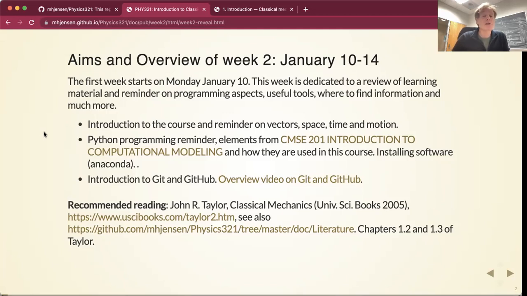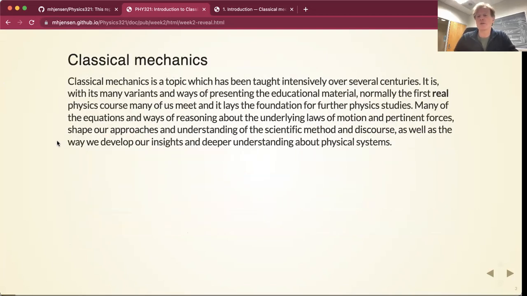The exercises for this week have a deadline not this Friday, but Friday, January the 21st. These exercises contain essentially a kind of review of material which you may have seen before. And these are things which we will need when we move on. But let's take a look at some of the basic topics which we need to remind ourselves about.